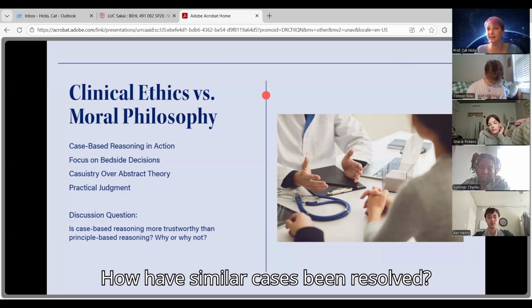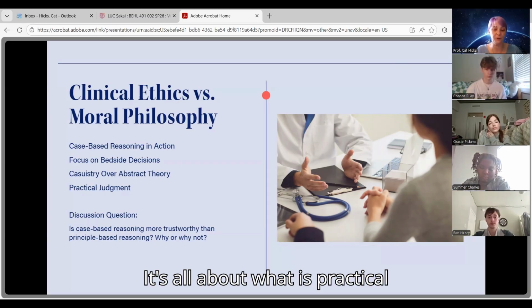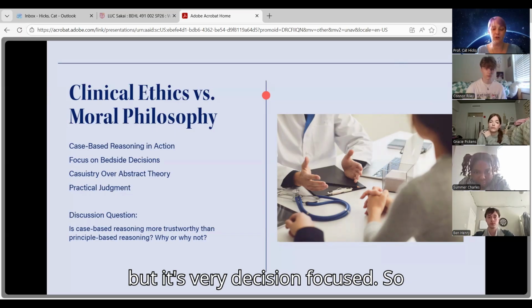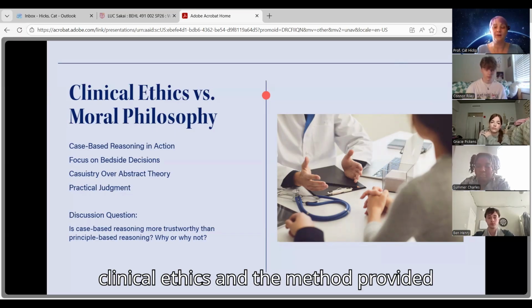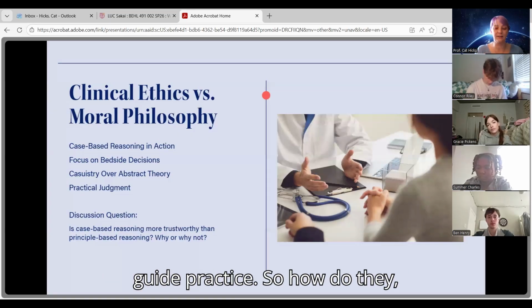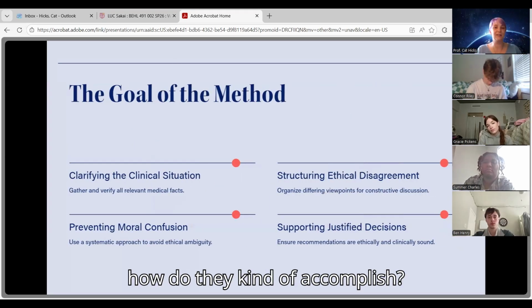How have similar cases been resolved? So clinical ethics is very pragmatic. It's all about what is practical and useful. It is theory informed, but it's very decision focused. So clinical ethics and the method provided in this book is intended to guide practice. So how do they accomplish this?